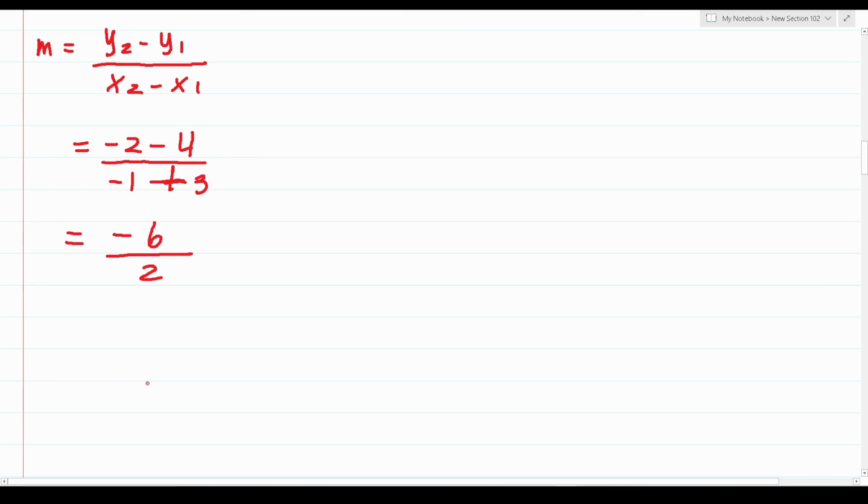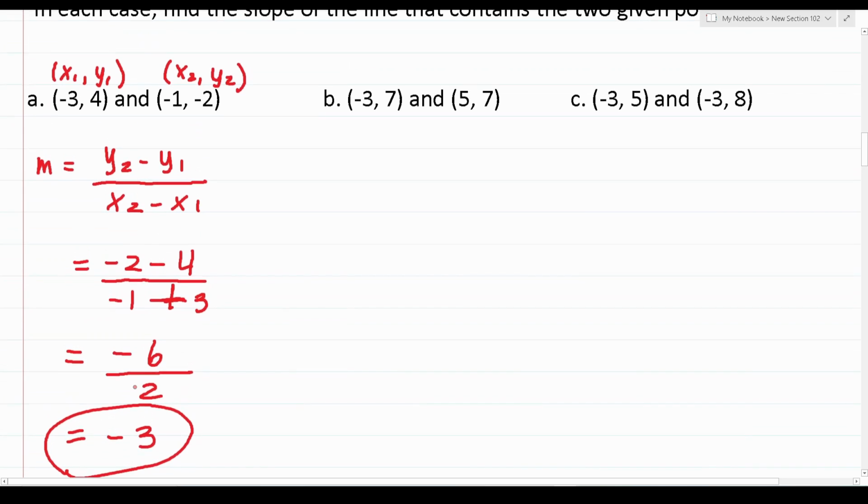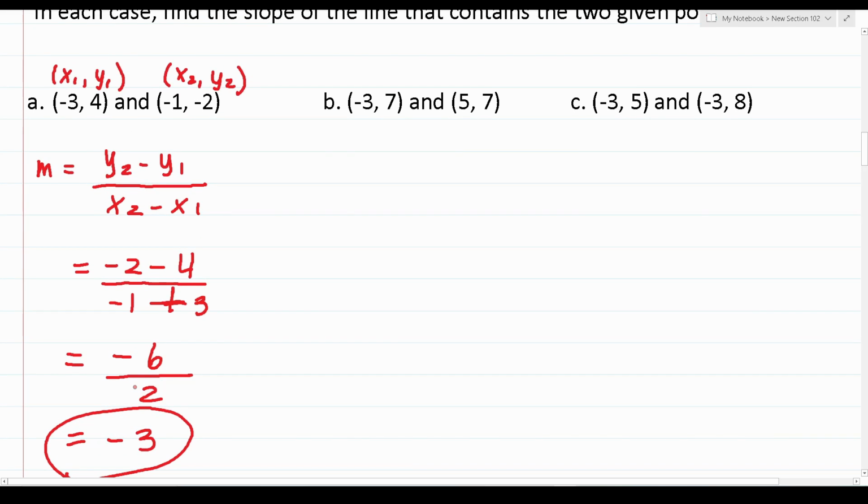All right, let's keep working this out. -6 divided by 2 is going to be -3. Again, a negative divided by a positive is a negative. So the slope of the line between these 2 points is -3. That is to say, from left to right, this line would decrease. All right, so that's that one.